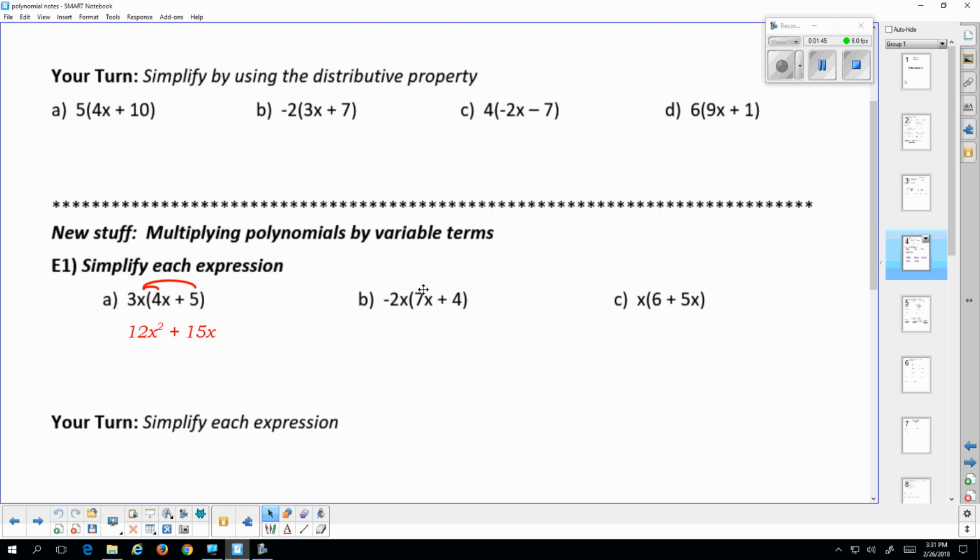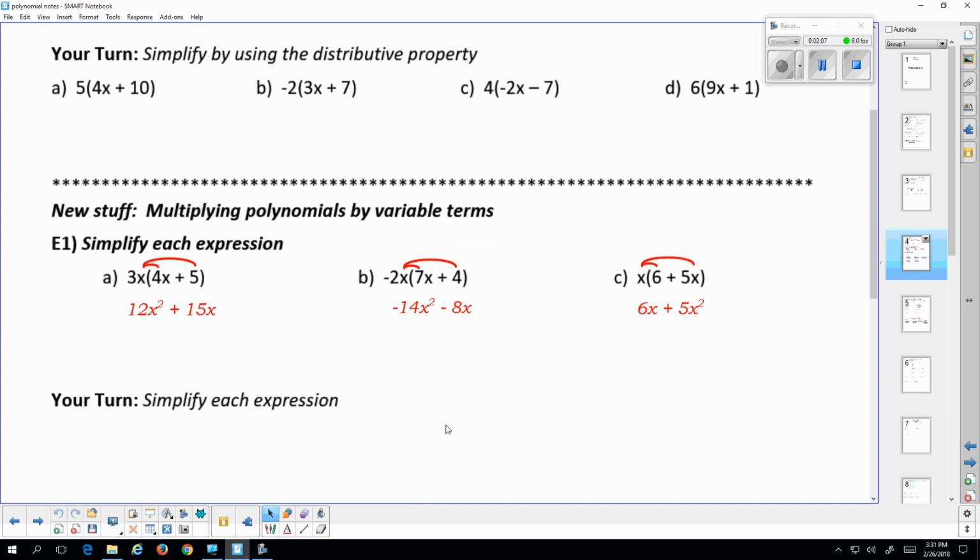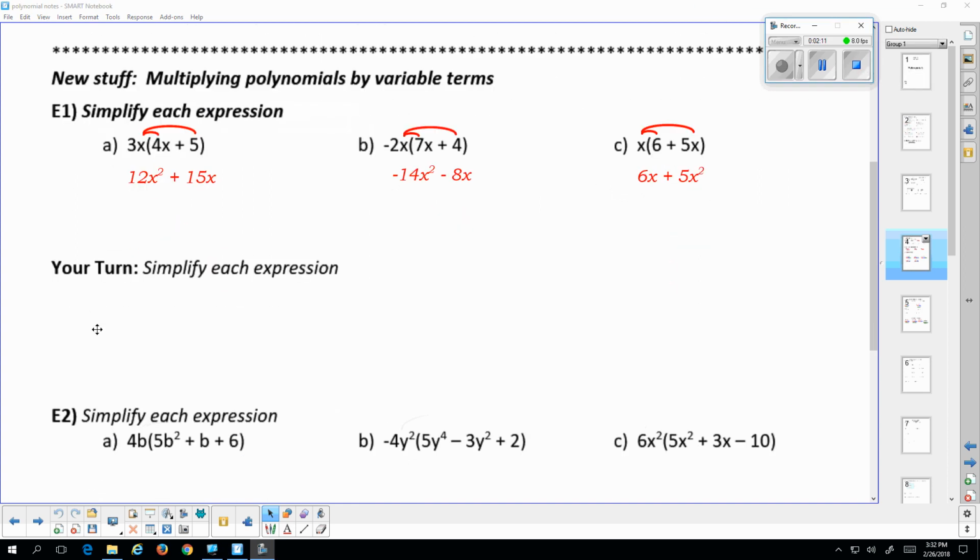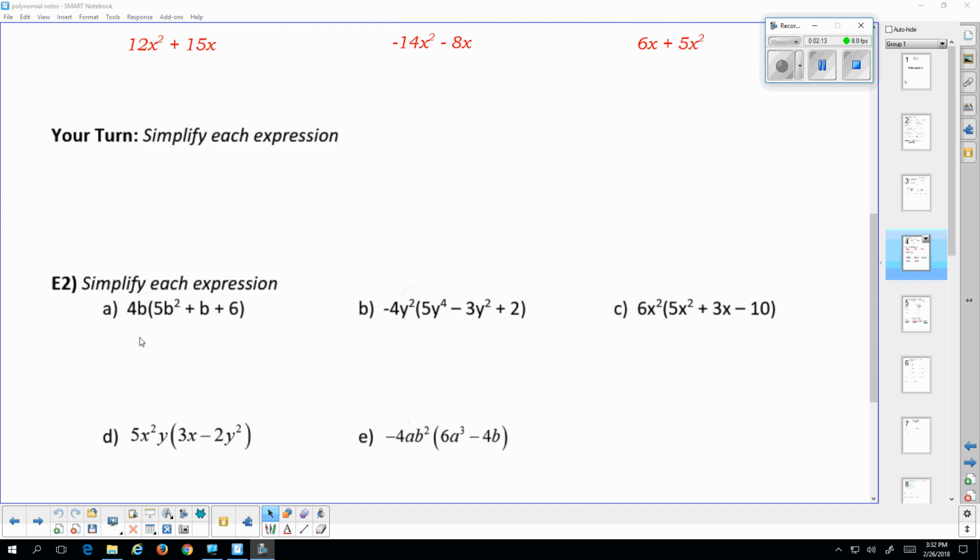So I'm going to distribute the negative 2 here, and let me know what you get. You should get negative 14x squared minus 8x. And then how about the last one? Distribute the x. You should get 6x plus 5x squared. Now down here, there are no your turns, so let's just skip down here.